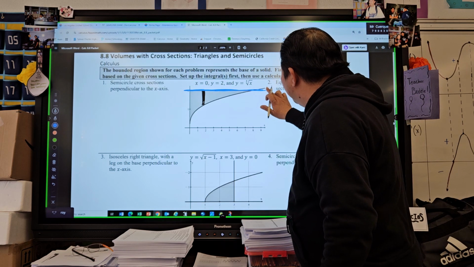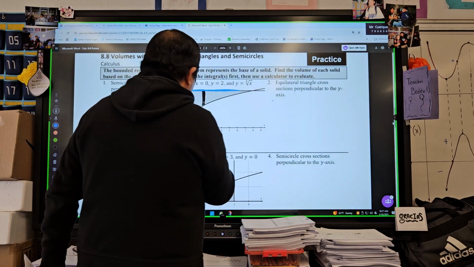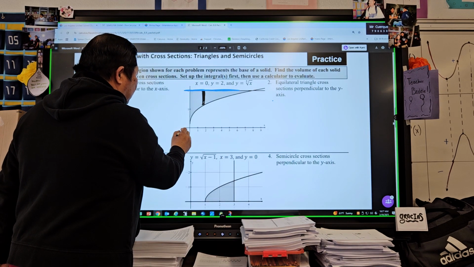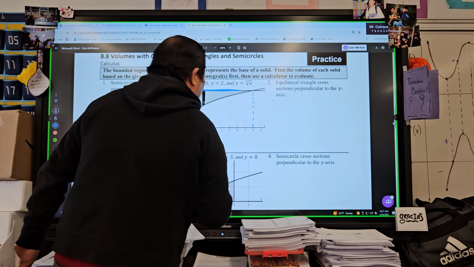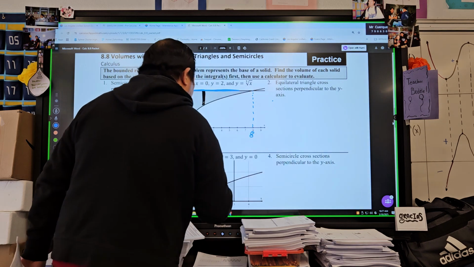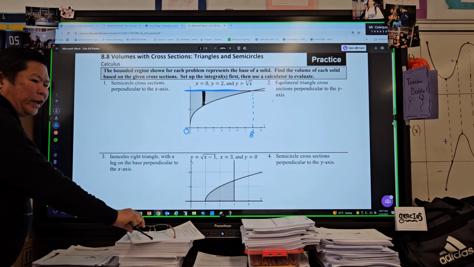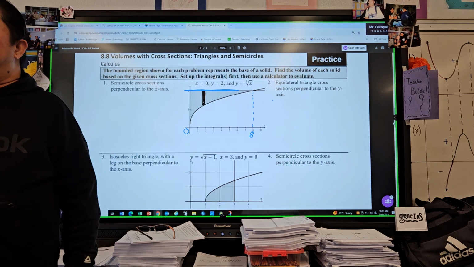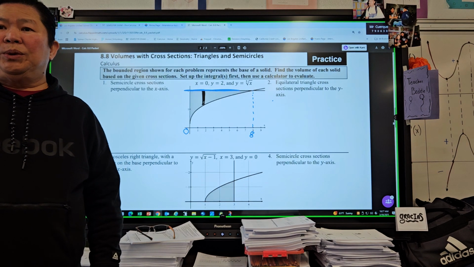Probably you cannot see. Can I erase this first? The limit is from 0 to 8. Can we just write right away pi over 2, not writing 1/2 pi? You just write right away pi over 2. Yeah, you're doing it.